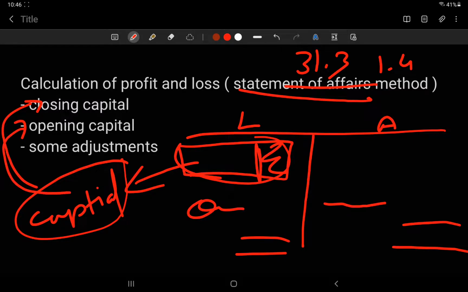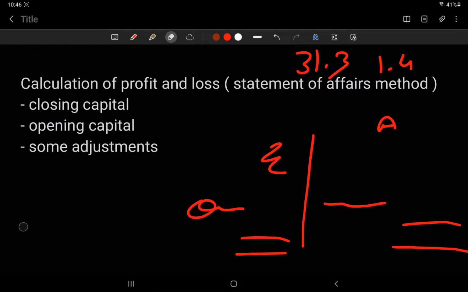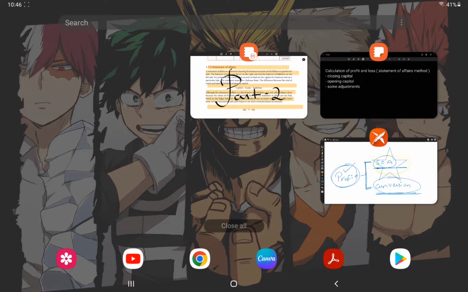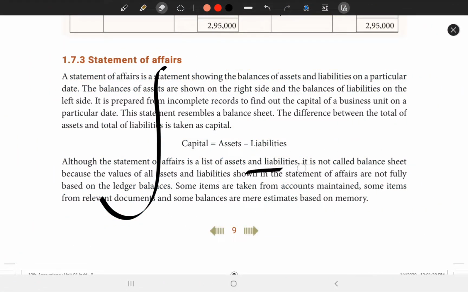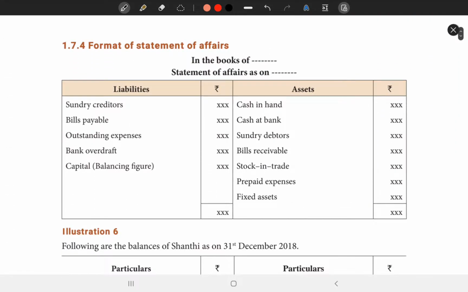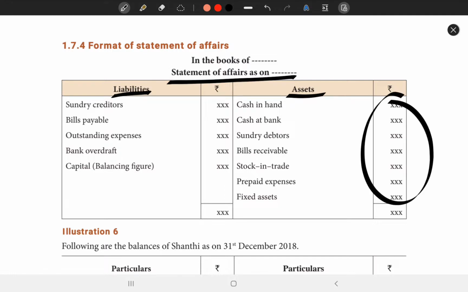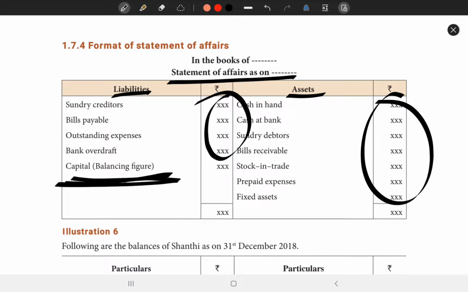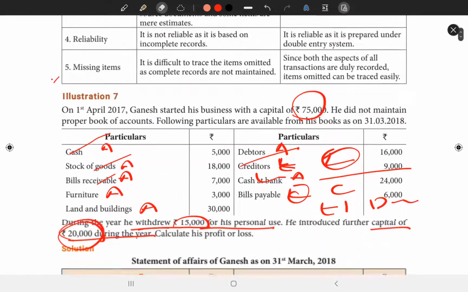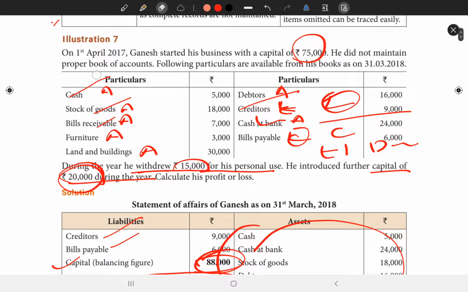Okay, it's simple. Let's see some questions based on this and get more clarity. Let's see a simple question first, and let's see the statement first. Liabilities on the left side, assets on the right side, and after putting these numbers there will be a deficit, and the deficit will be known as capital, the balancing figure, right? Hope you understood. Let's start with a simple basic question.